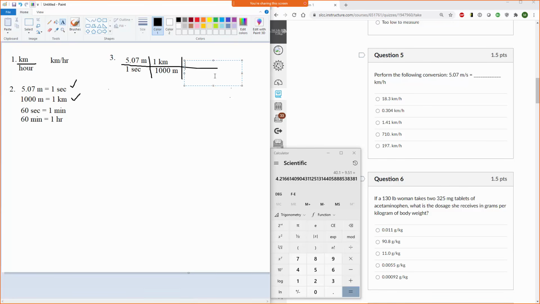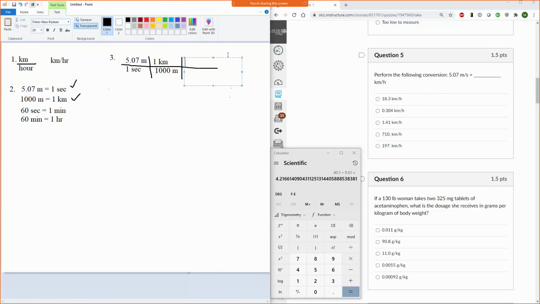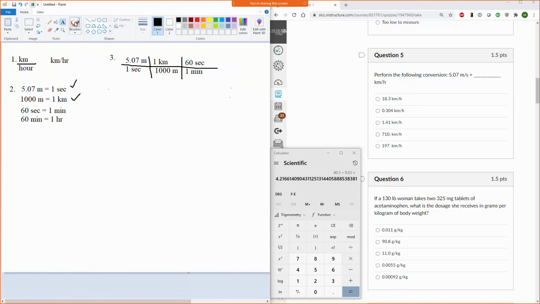Seconds to minutes, Sarah says. Okay, we can do that. And what am I going to put on top? We're going to put seconds on top so that they will cancel. So 60 seconds in 1 minute. Good. Just to kind of verify here, my meters canceled here. And here I have seconds divided by seconds. They don't have to be next to one another, just so long as one's on top, one's on the bottom. Good. Now I have got this as kilometers per minute.